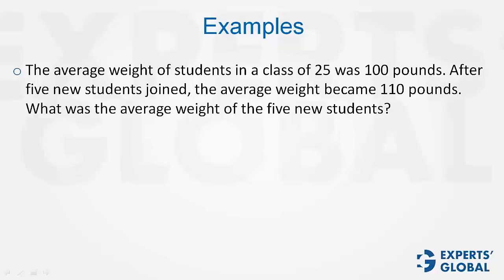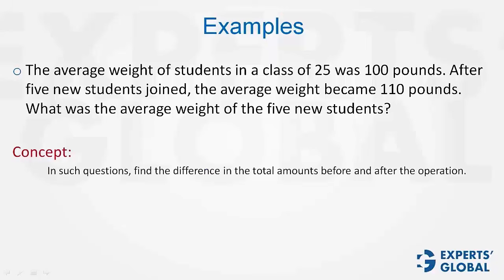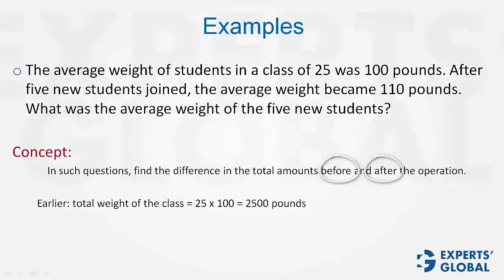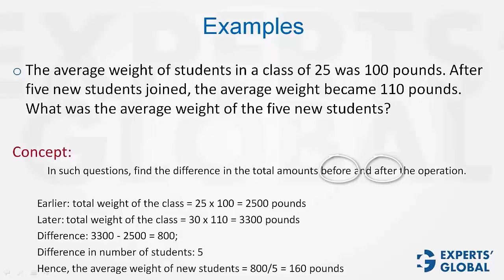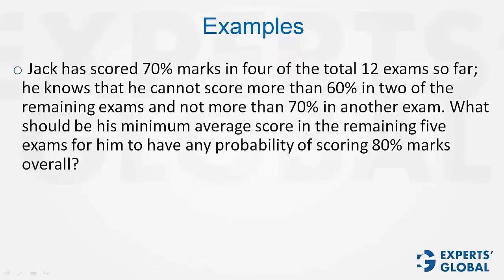Please look at this question. The best approach in these questions is to deal with the totals. So find the difference in the total amounts before and after the incident. So earlier, total weight of the class was 25 students, with average weight 100 pounds. So the total weight was 2,500 pounds. Later, when 5 students were added, now 30 students with average weight 110. So the new total turns out to be 3,300 pounds. The difference is 800 pounds. So the average weight of the 5 new students was 800 divided by 5 equals 160 pounds. That's the answer.